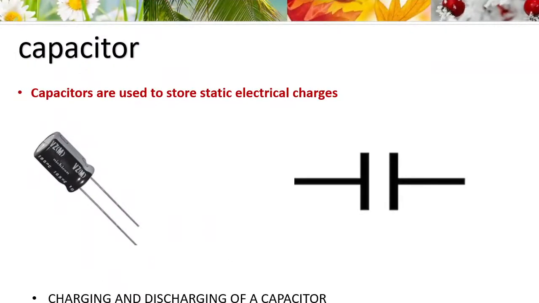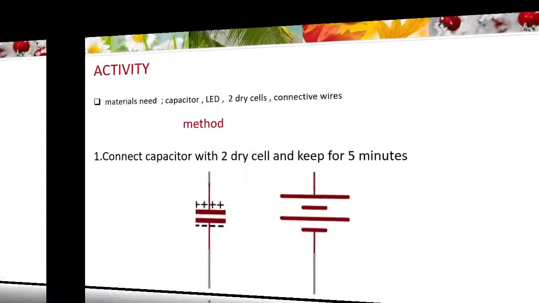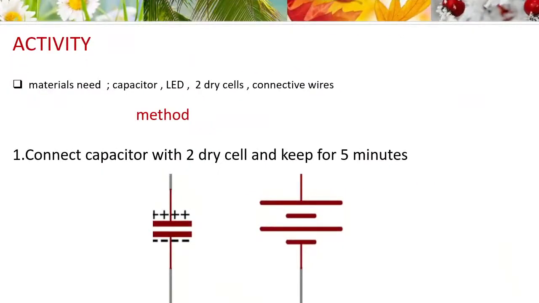So now we are going to learn about capacitors. Capacitors are used to store static electrical charges. Charging and discharging of a capacitor. Activity. To do this activity also, we want materials. Capacitor, LED, 2 dry cells, connecting wires.